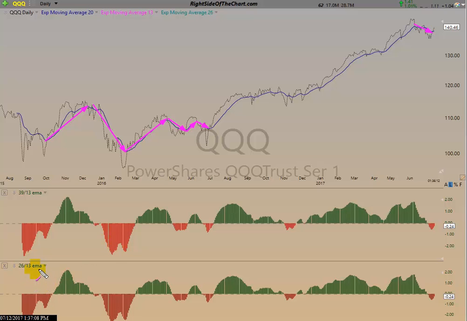And in this case, if the 13 EMA is above the 26, the histogram will be green. And when it's red, the 13 will be below the 26. So when we cross the zero line, that's where the two moving averages cross. All right, so you can see this has also done a pretty good job of capturing the trends.